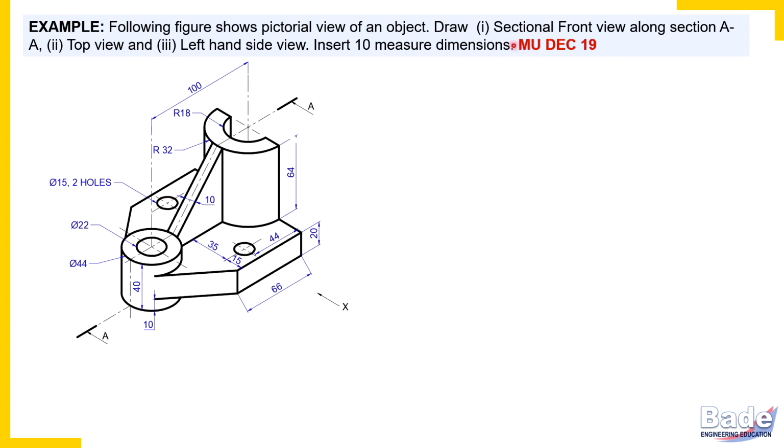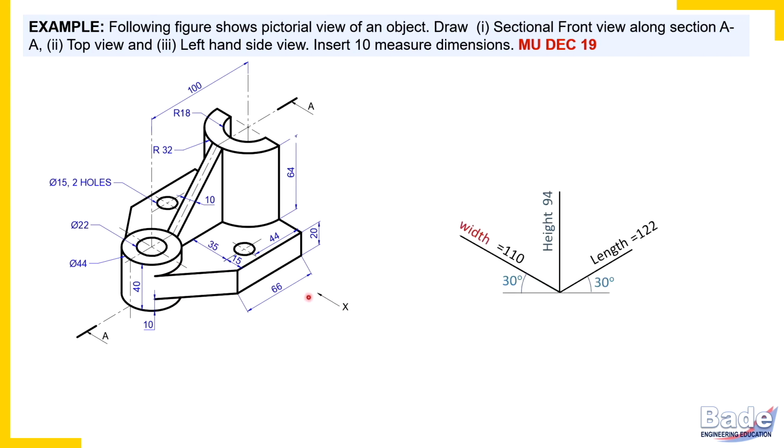But try to understand the question. You are asked to draw the sectional front view along section AA, but not a sectional top view or sectional side view. You are asked to draw the top view and left hand side view. So we draw the complete top view, the complete side view, and the front view is sectional. Now the object will be cut into parts, the portion on the front side and the portion on the back side. The portion which is closer to the observer, that is the portion on the front side, is imagined to be removed.